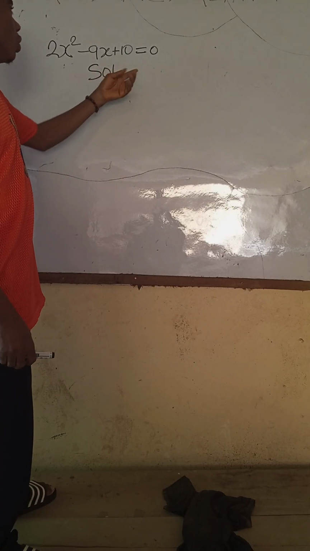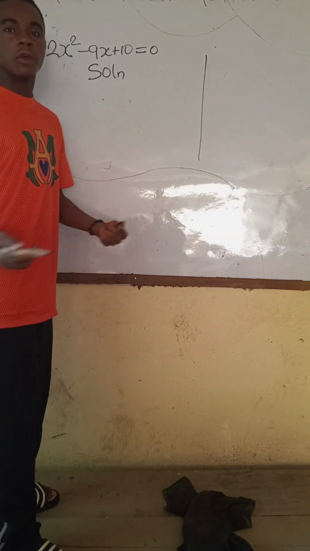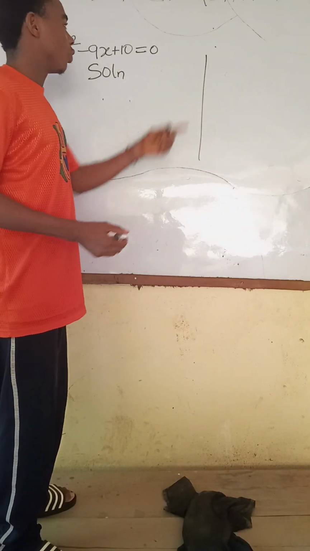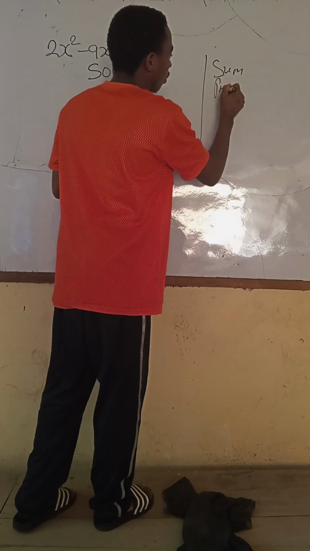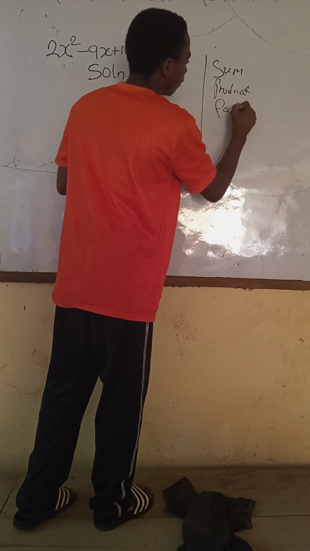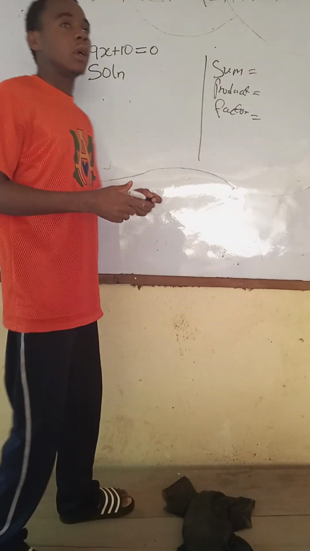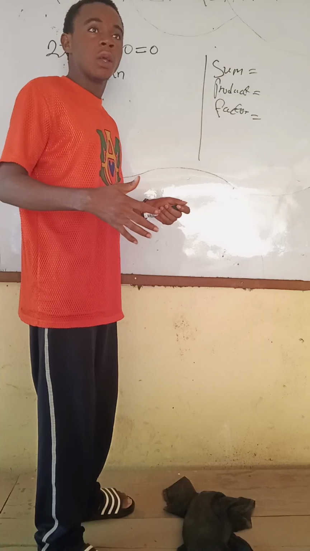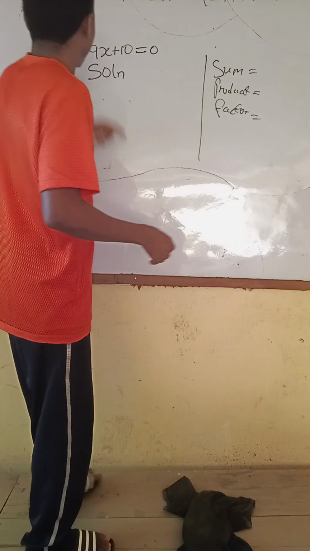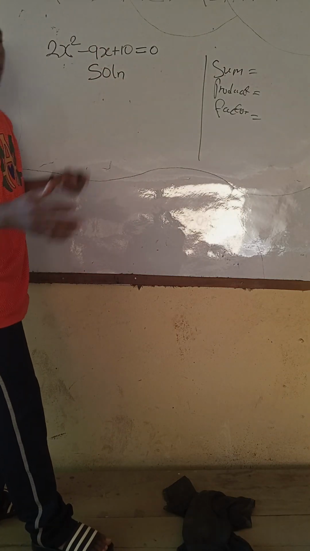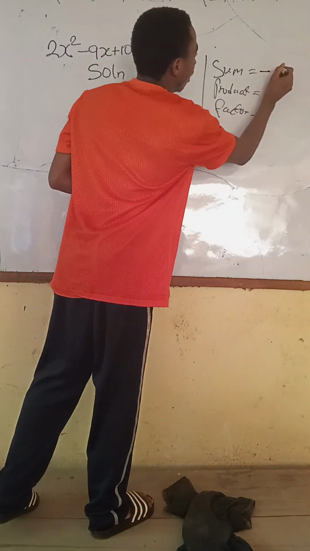Looking at this equation, 10 times 2 are the product, as I've told you earlier. Anytime you want to solve this kind of equation, you can choose to write it somewhere close to the place you're solving: sum, product, and factor. Now, what is the sum here? As I told you earlier, the sum is the linear coefficient, and the linear coefficient in this equation is -9.